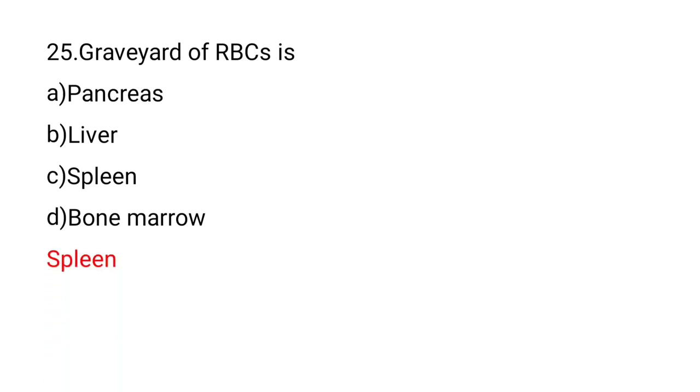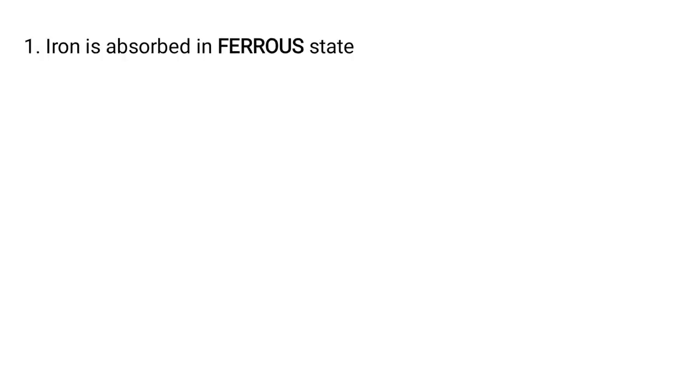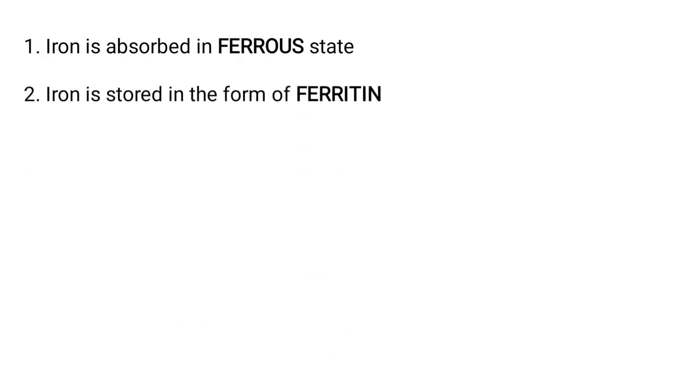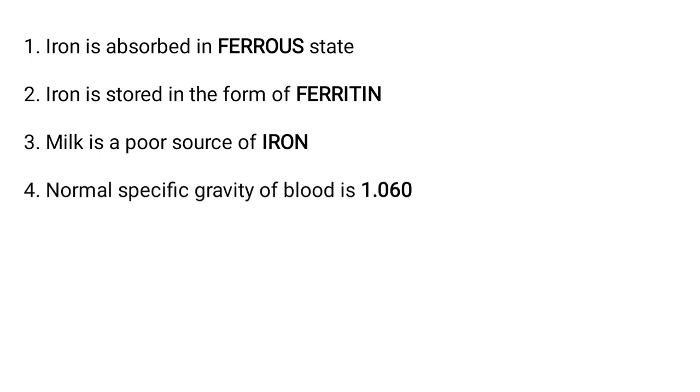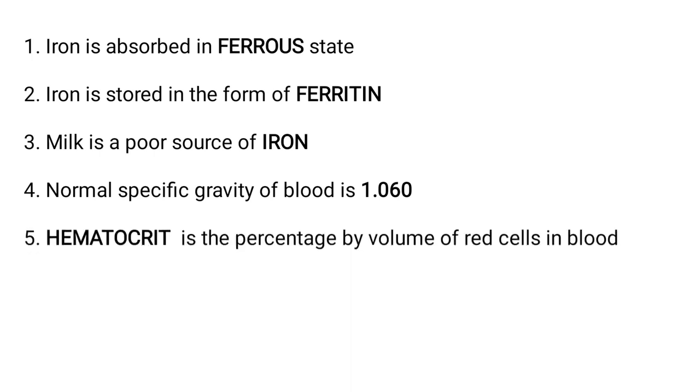So these are the important MCQs. Any question can be repeated. And there are important points you can see here. First one, iron is absorbed in ferrous state, whereas iron is stored in the form of ferritin. So there is a difference. It is absorbed in ferrous state and it is stored in the form of ferritin. Next one is milk is a poor source of iron. Next, normal specific gravity of blood is 1.060.